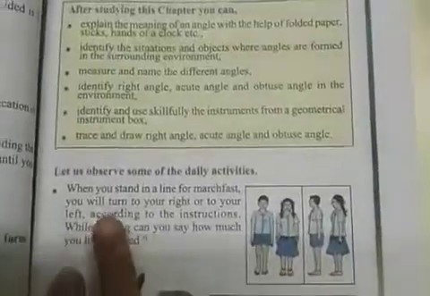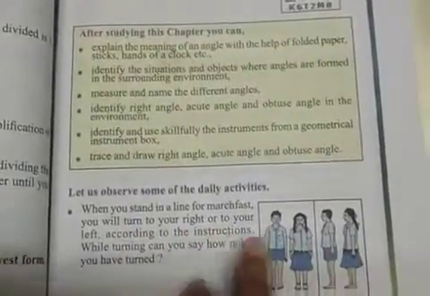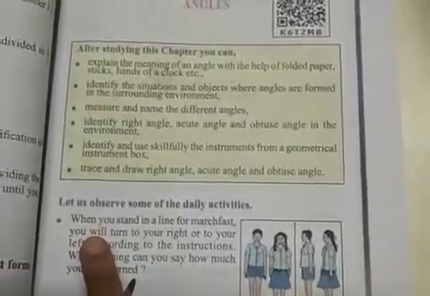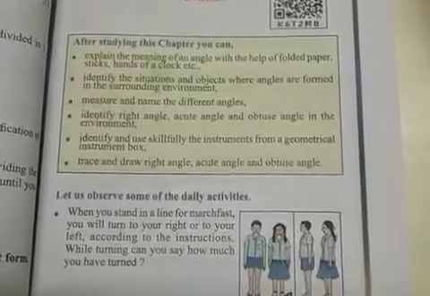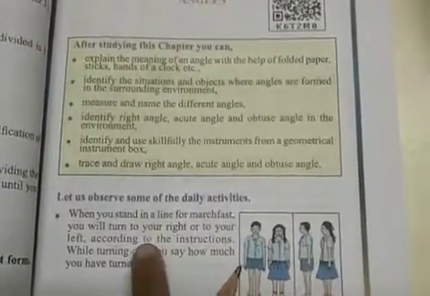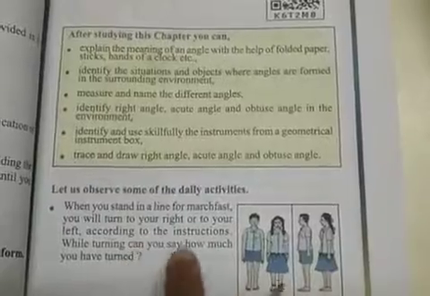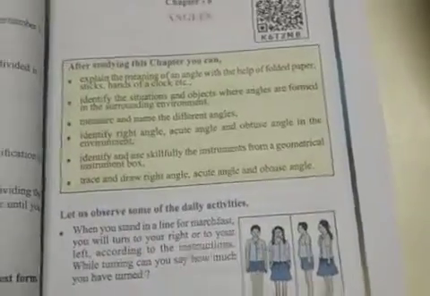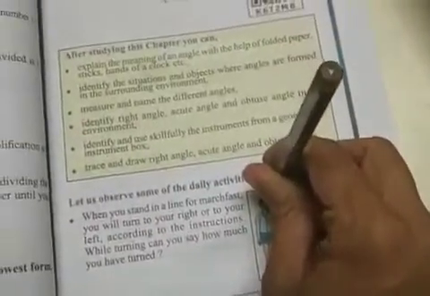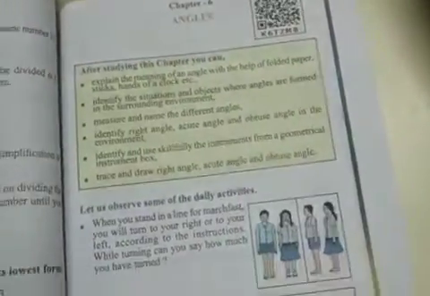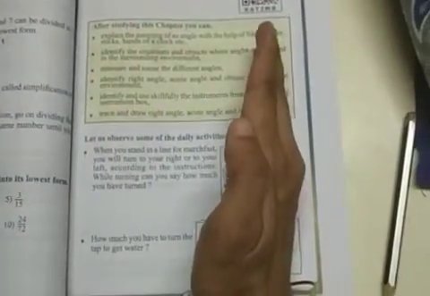So first let us see some daily activities. The first example is that suppose you are standing in a line for a march past. You will turn to your right or to your left according to the instructions. So suppose you are standing like this, say for march past, you will be given some instructions to either move to left or right. So this is your actual position.